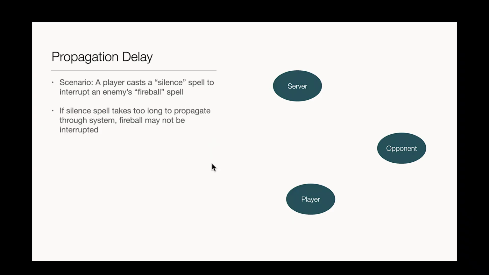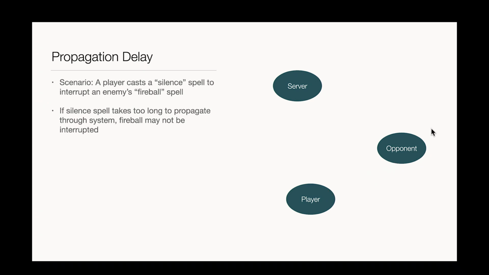The problem is that when you have a multiplayer game taking place over the internet, it takes time for changes on one player's computer to propagate to the other player's computer. That's a propagation delay. Here's an example illustrating a problem caused by propagation delay. You have two players, the player and the opponent, connected to a central server. The server determines what is actually happening in the world, so it holds the true game state. The player sees the game state on their machine, and the opponent sees it on theirs. Depending on how your game is set up, the game state may not be synchronized perfectly.